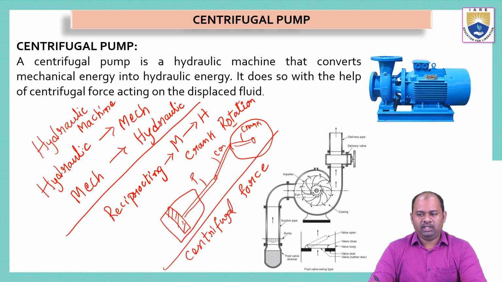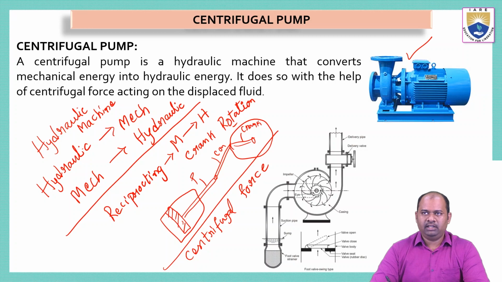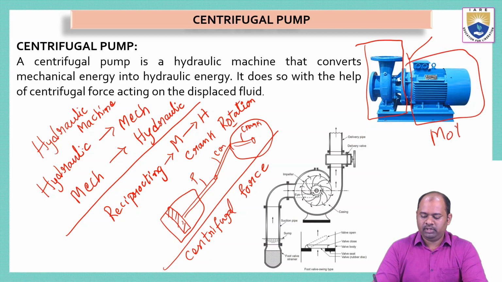Now, in this picture, we can see there is a blue colored device. This device is called a centrifugal pump. In this entire thing, we have two parts. This part is the centrifugal pump, inside which we will have some mechanical moving devices, and the remaining part is nothing but an electric motor. So this thing is the electric motor, which is connected to power supply, where it can produce rotating motion. That means mechanical energy. So the mechanical energy will be given by the electric motor.